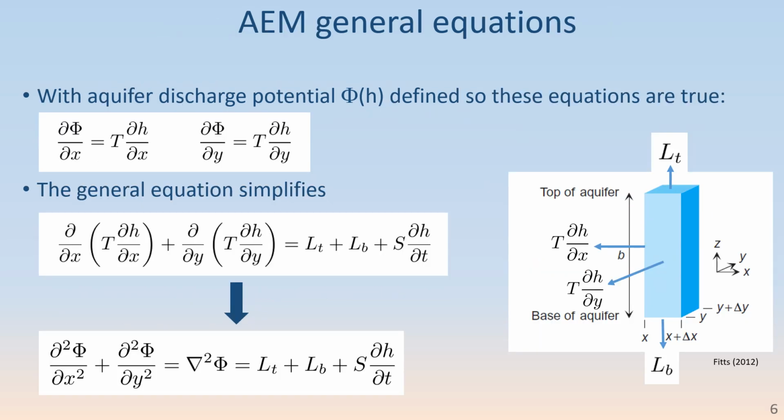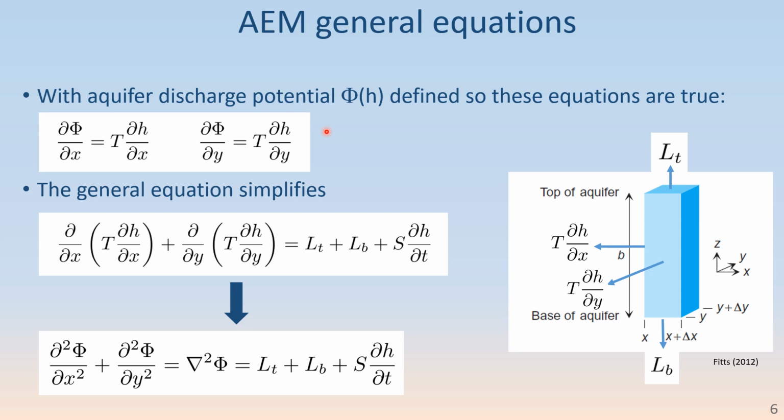The analytic element method is generally written in terms of an aquifer discharge potential, written as capital Phi in most textbooks, and that is closely related to head. In a confined domain, it's linearly related to it. In an unconfined domain, it's linearly related to head squared. And the relationship between discharge potential and head is defined such that these first equations are true. The gradient of the potential is equal to transmissivity times the head gradient.